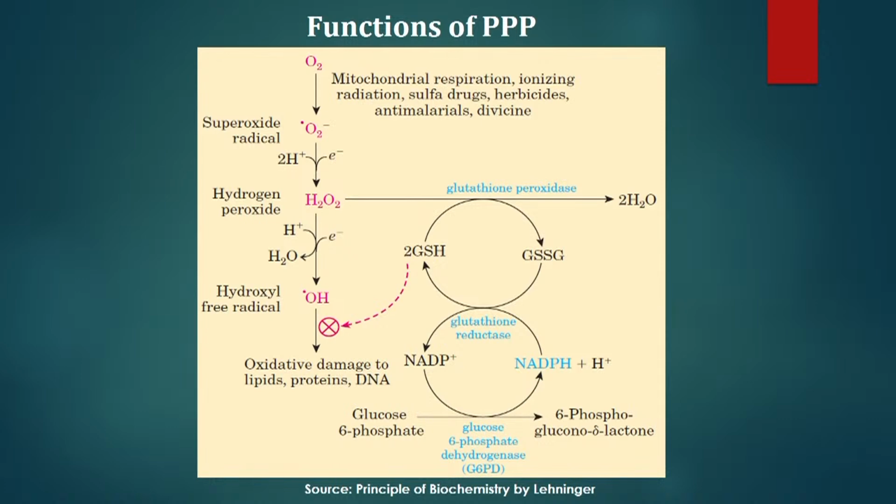Because it prevents the formation of hydrogen peroxide, and hydrogen peroxide is lethal for the human being, lethal for the plants. Why? Because this hydrogen peroxide is known to convert into hydroxyl free radicals, and when these hydroxyl free radicals are produced from the hydrogen peroxide, they will damage the DNA, the proteins, and the lipids. So ultimately the cell will die.